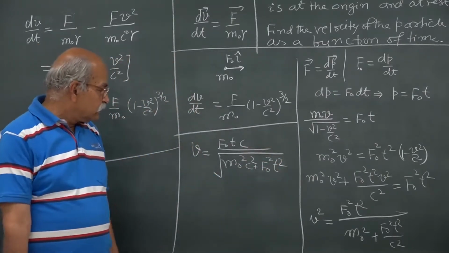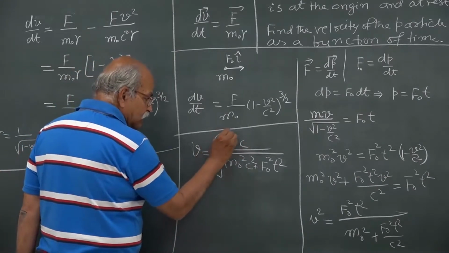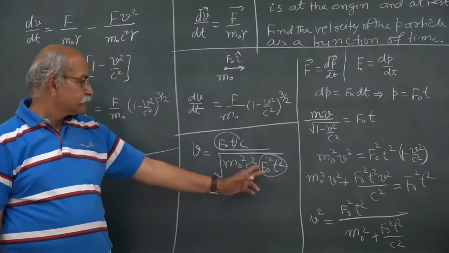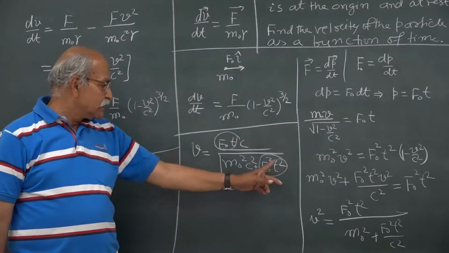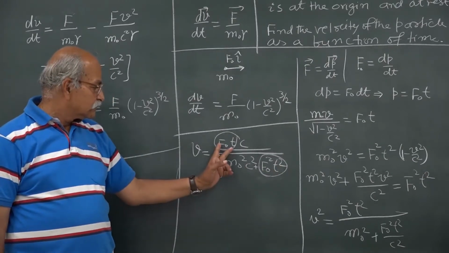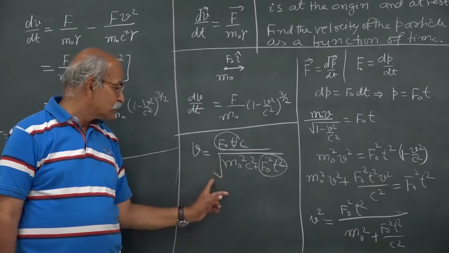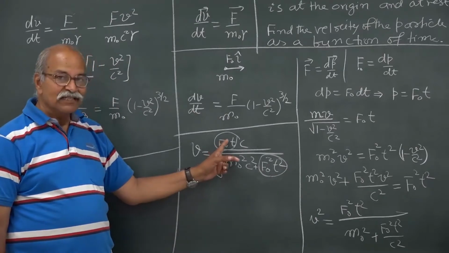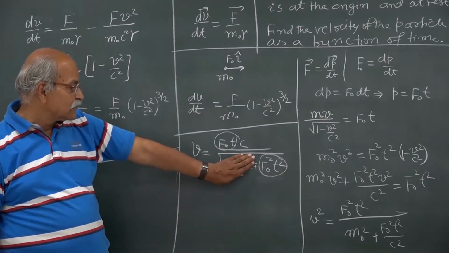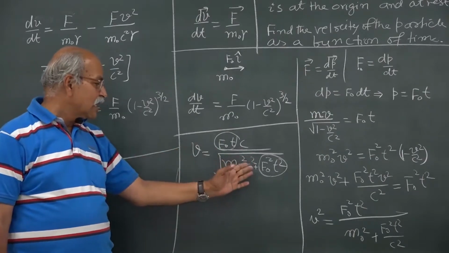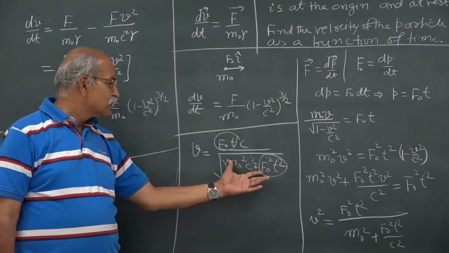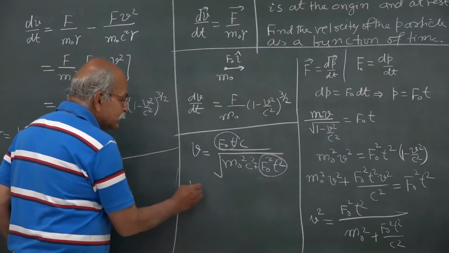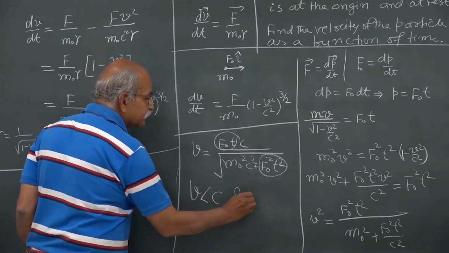You can see that if I take this F naught t here and F naught square t square here and compare, the entire denominator will be greater than F naught t. If the added term were 0, then it would be F naught t. I am adding something, that means I am increasing it, and therefore the denominator is greater than F naught t, and hence v is less than c for all t.